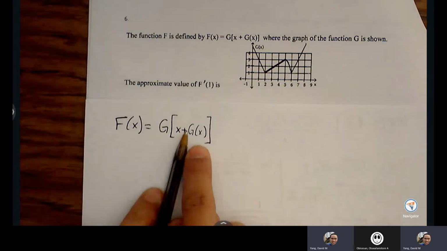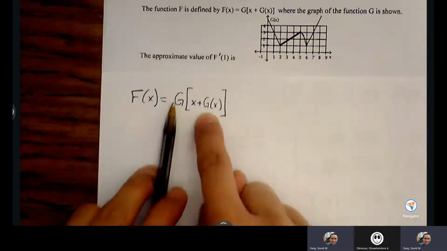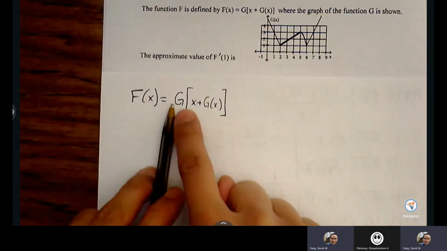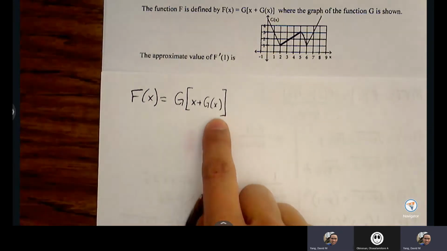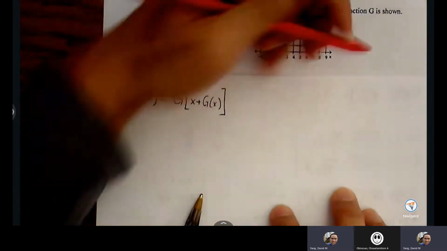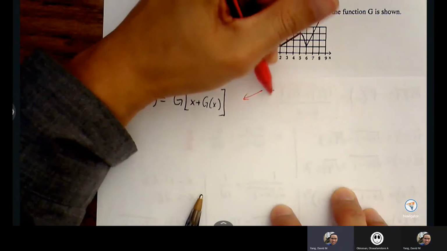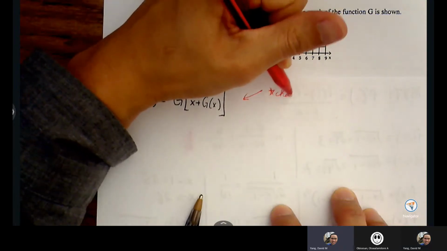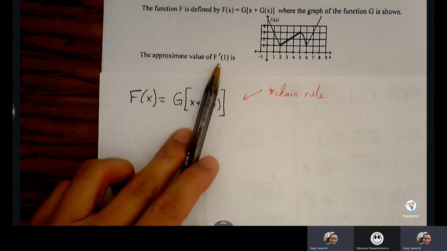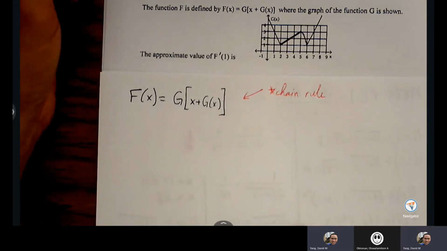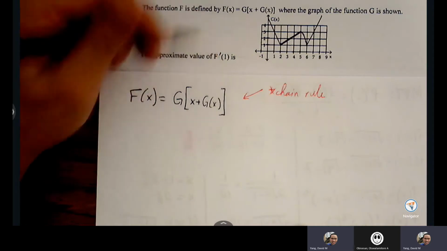Now notice that this is inside the g function here, so this is chain rule. This is not g of x times x plus g of x. This is g of x plus g of x. So there's going to be some nested chain rule here. Okay, so let's find f prime first, and then we can find f prime of 1.